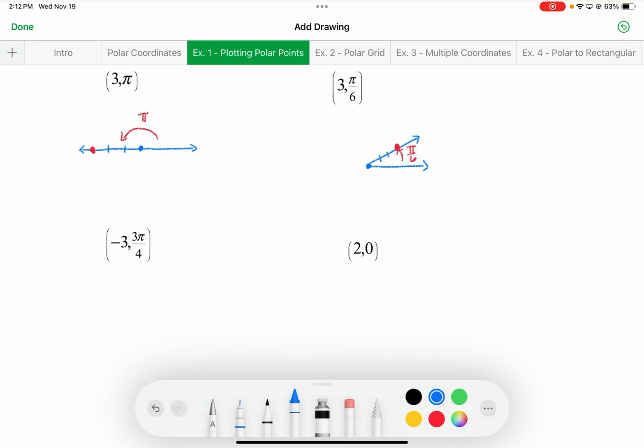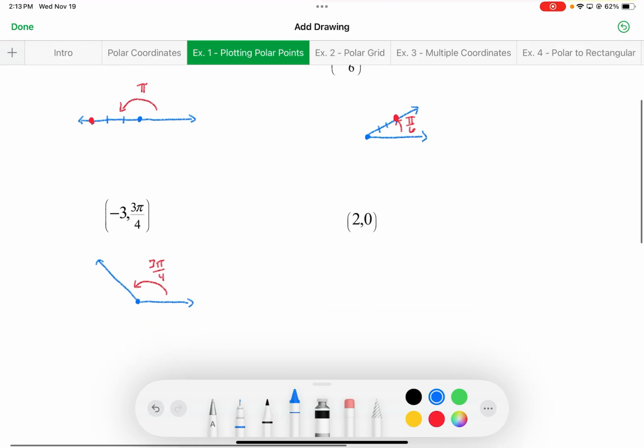How about -3, 3 pi over 4? Okay, so you draw out 3 pi over 4, which is 135 degrees. And with r being negative, what you're going to do is extend the terminal side of that angle in the opposite direction. And along that, you're going to move 3 units. So it's like you're going backwards 3.